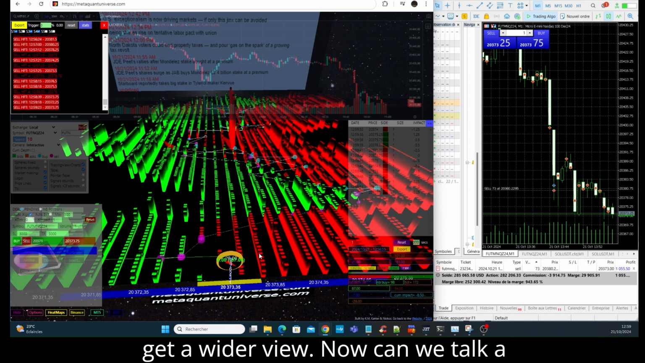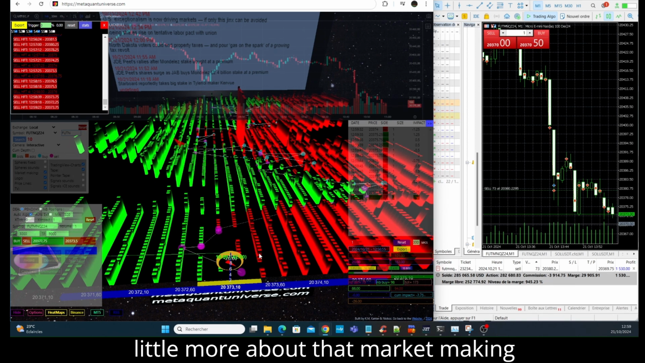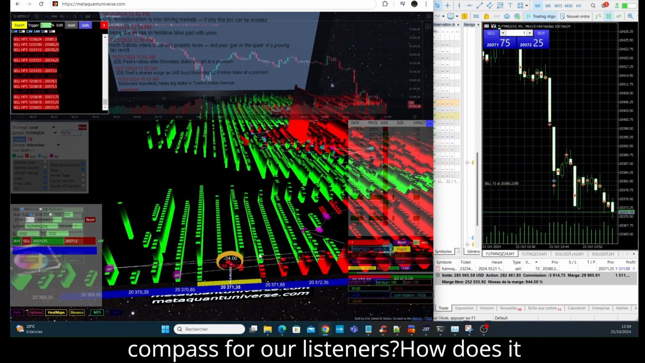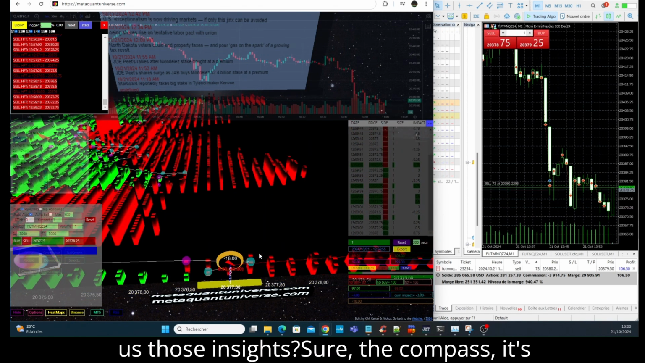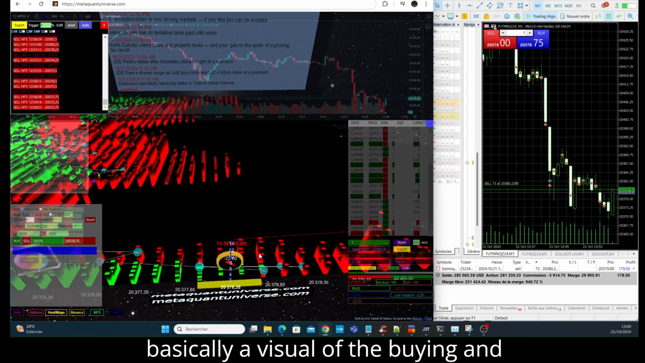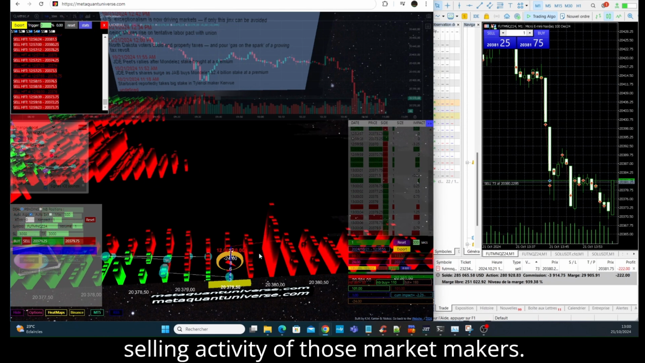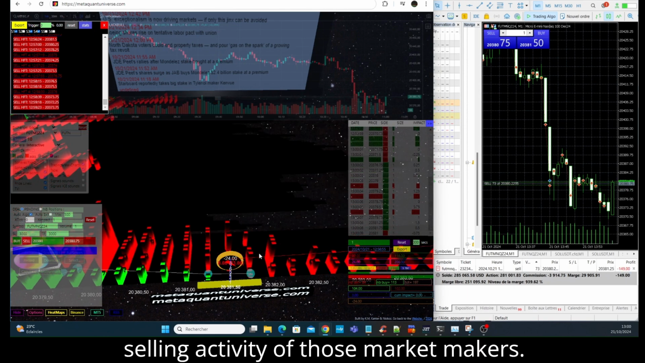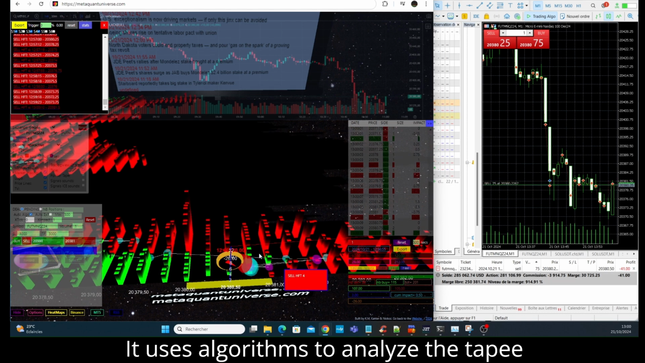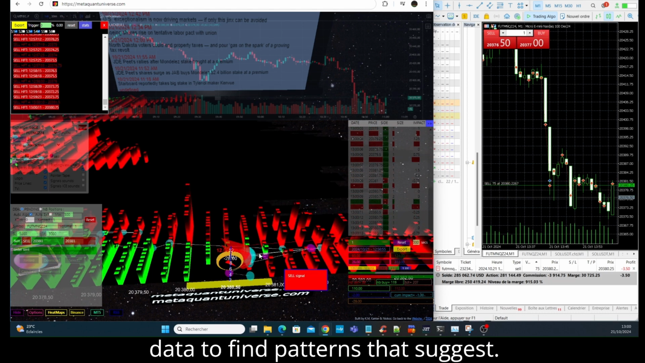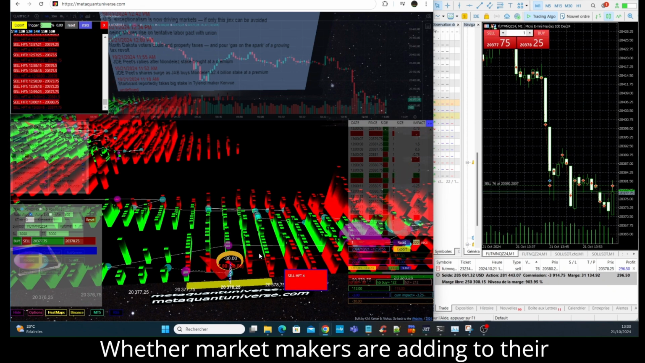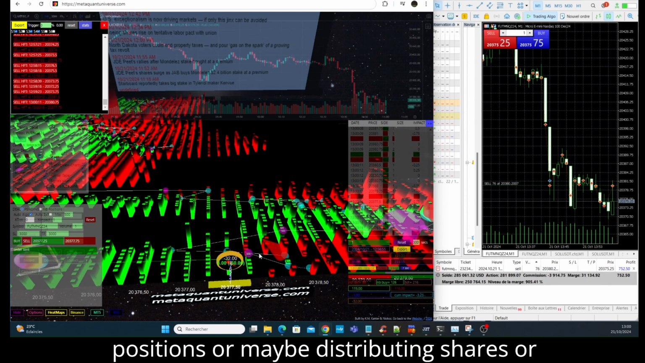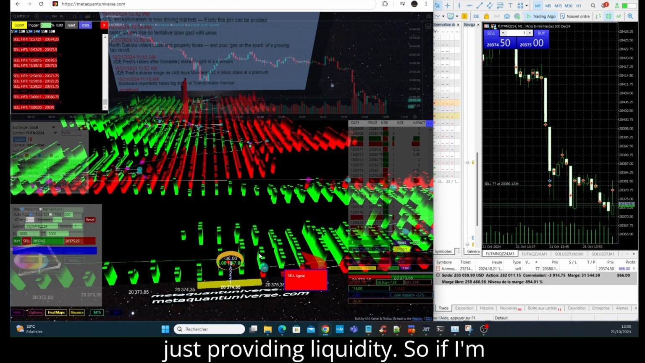Now, can we talk a little more about that market-making compass for our listeners? How does it actually use the Tape E data to give us those insights? Sure, the compass. It's basically a visual of the buying and selling activity of those market makers. It uses algorithms to analyze the Tape E data to find patterns that suggest whether market makers are adding to their positions, distributing shares, or just providing liquidity.